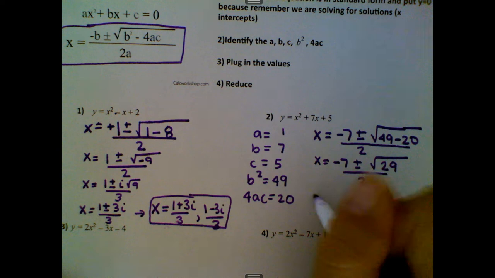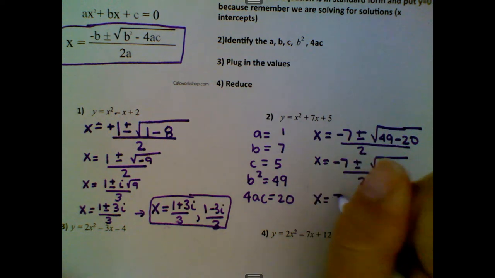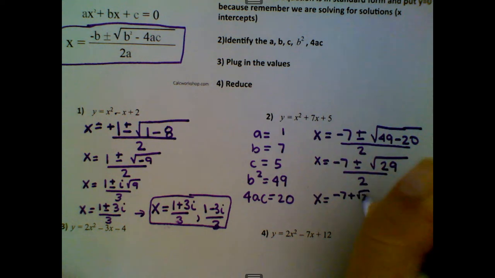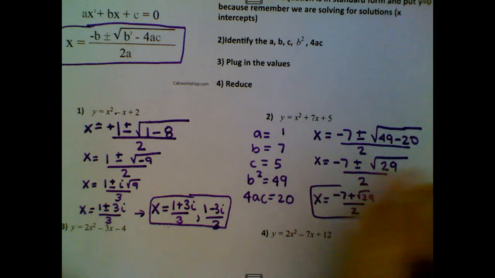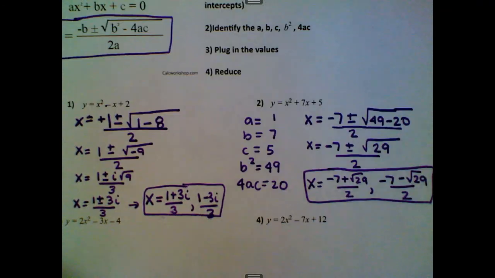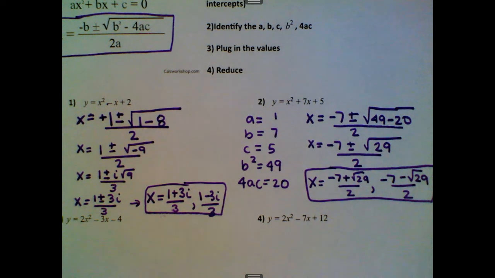So our final answers are negative 7 plus the square root of 29 over 2, and then its conjugate, negative 7 minus the square root of 29 over 2. Again, these answers look like a mess, but that is perfectly fine. These are numbers. If you type this in the calculator, it's a decimal. Can I plot a decimal on the x-axis? Of course I can. So these would be plotted on the x-axis.